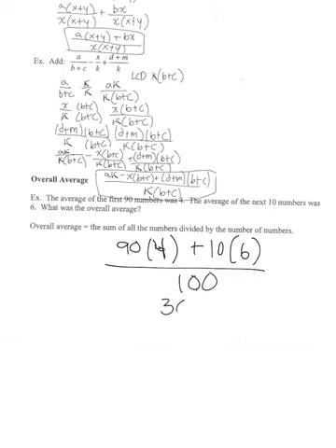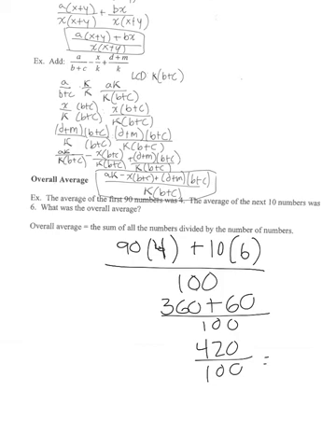So I'm just going to go ahead and simplify this. 90 times 4 is 360. 10 times 6 is 60. Leave that over 100. 360 plus 60 is 420. Divide that by 100, and what we get is a total average of 4.2.